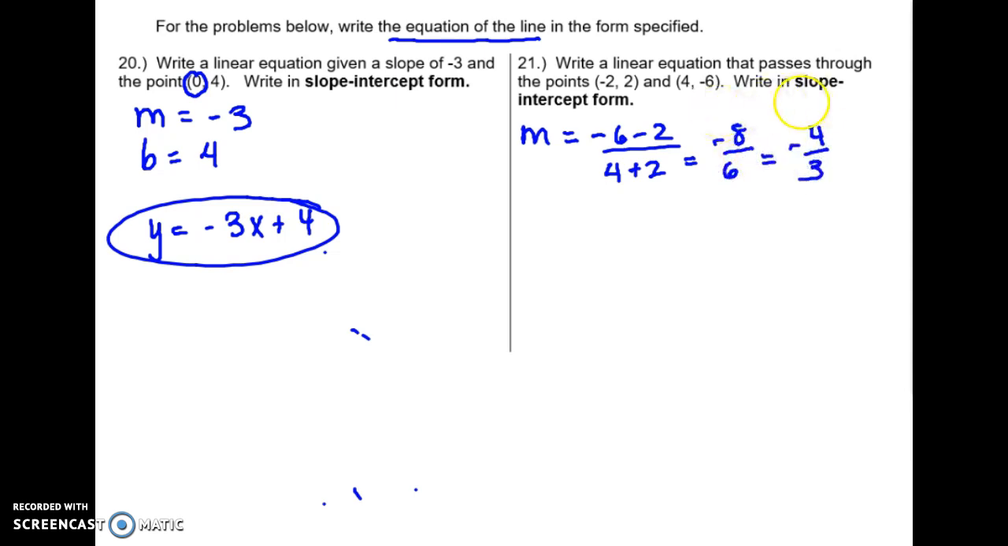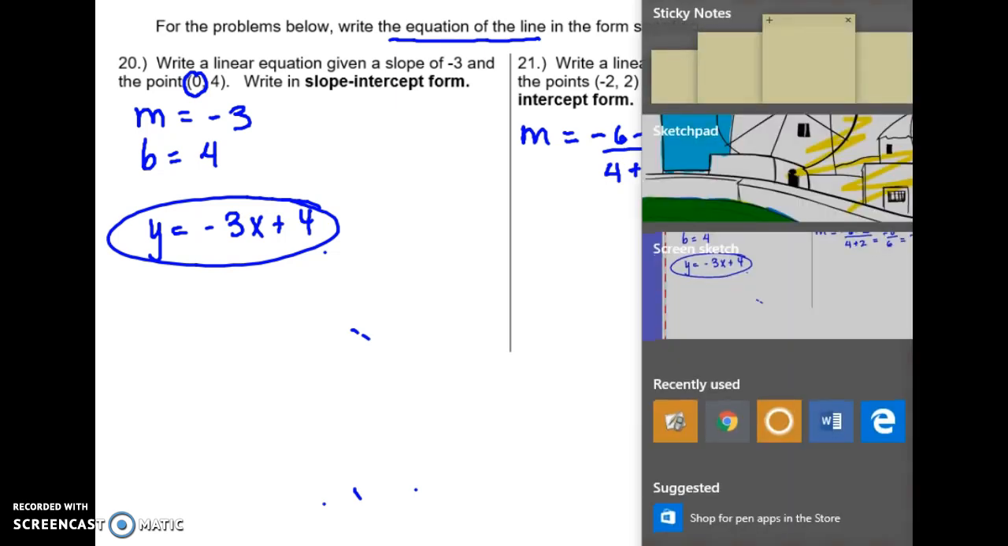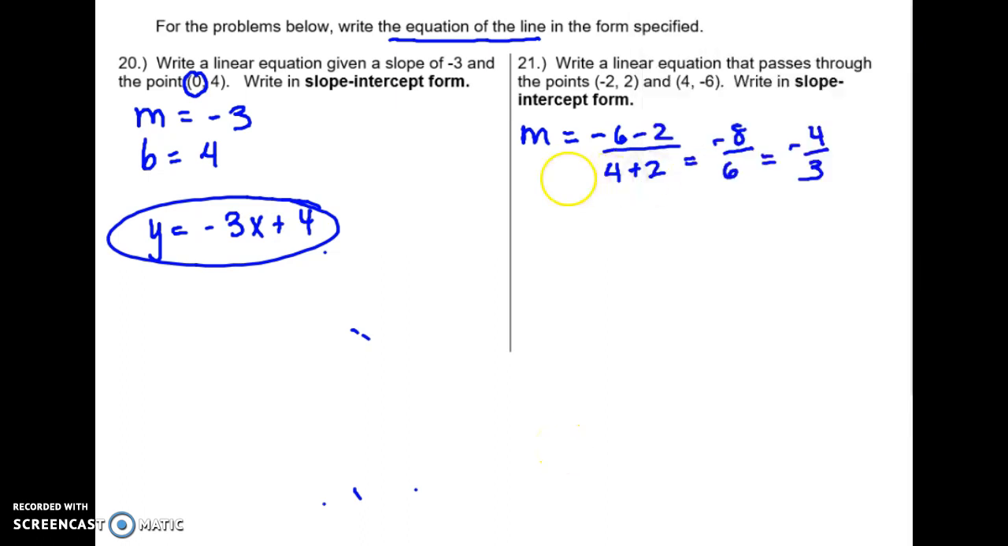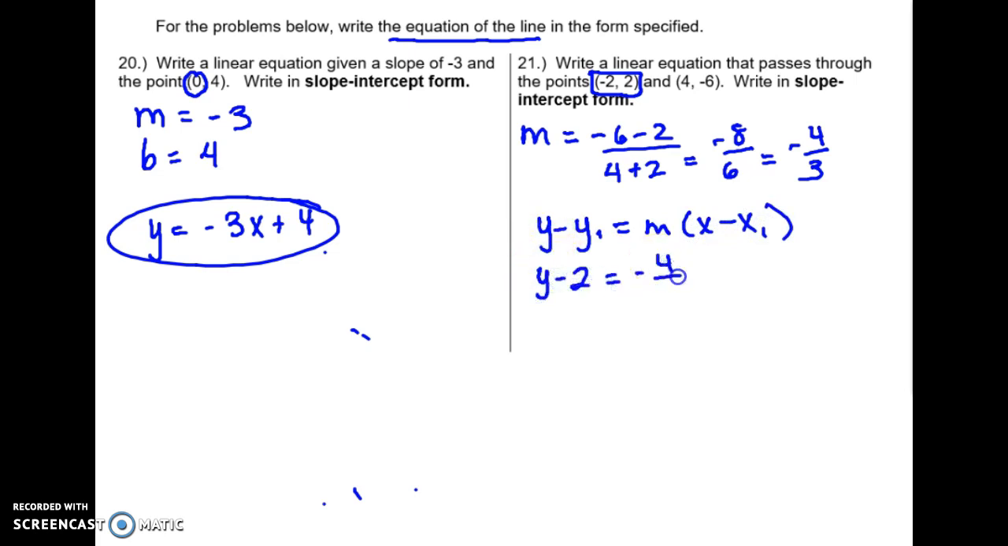Okay, and we're going to pick a point, doesn't matter which point. I'll pick this one right here. And we're going to put it in point slope form. So there's the formula for point slope form. Let's fill it in. Y minus 2 is equal to negative 4/3 times x plus 2.